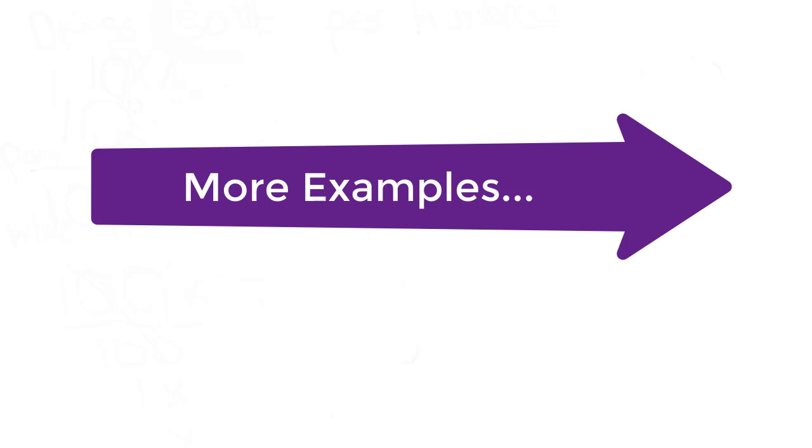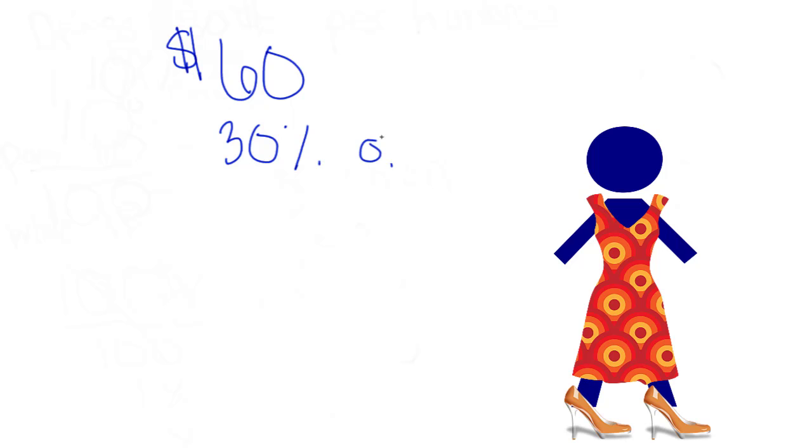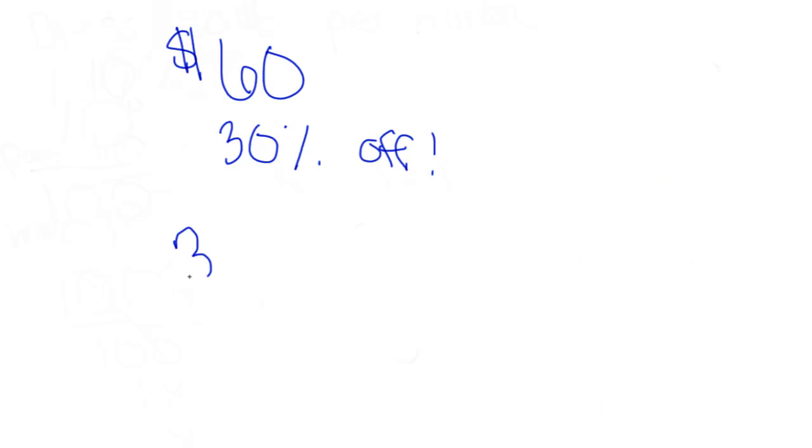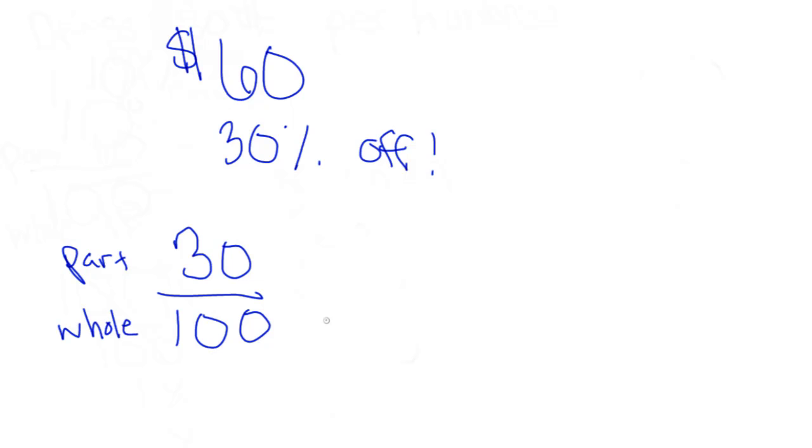Let's try this with a few other examples. We need to get some fancy shoes to go with our dress. These shoes, unfortunately, are $60, but good news is they are 30% off. Let's try this with the numbers first, and then we can check ourselves with the blocks. So remember how we set up 30% as a fraction? We can also call it 30 out of 100 or 30 over 100, remember? And let's go ahead and label which is the part and which is the whole, so we're ready for our next step.